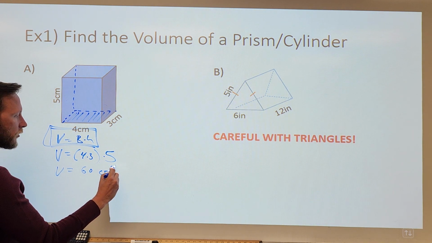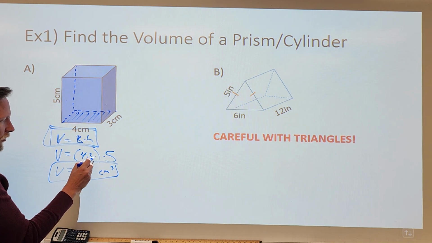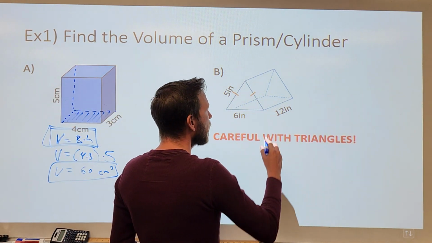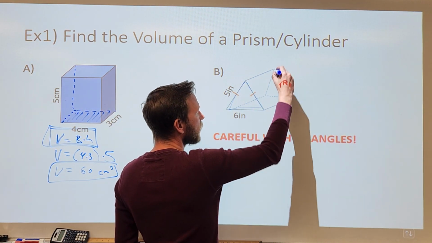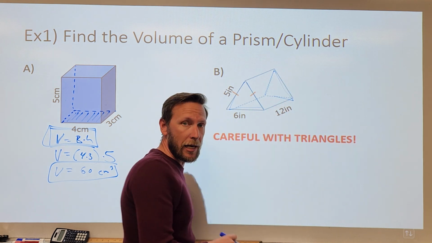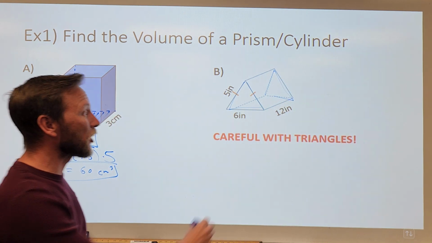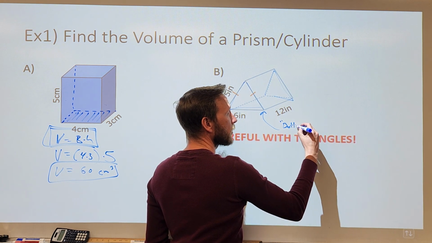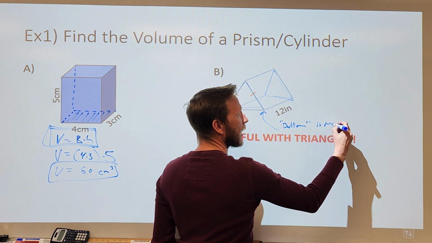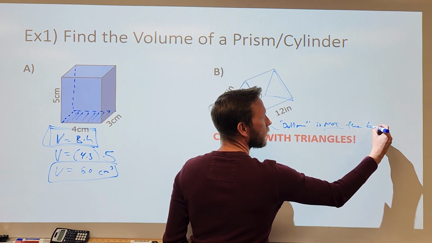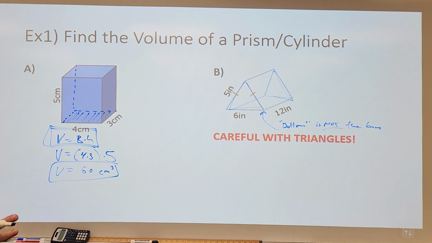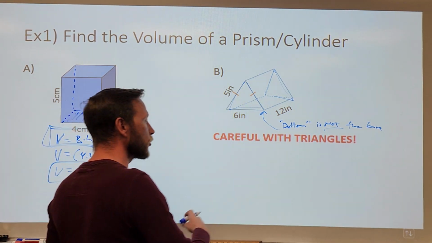We have units, and the units times the units times the units means the units are cubed. All right, over here, what are the bases? The bases are triangles. This is a triangular prism. So here, the bottom is not the base. That rectangle is not the base of this triangular prism. All right, so don't do that wrong.